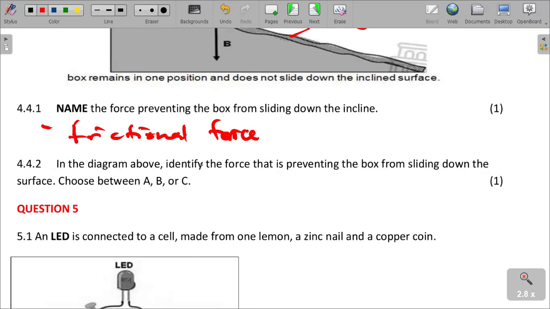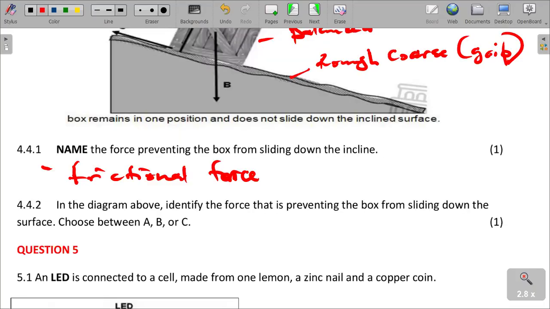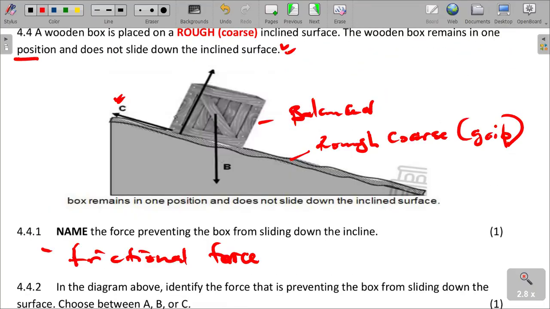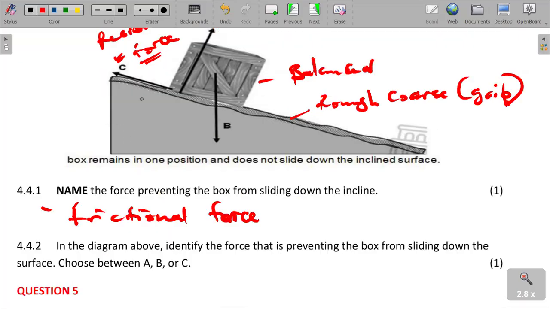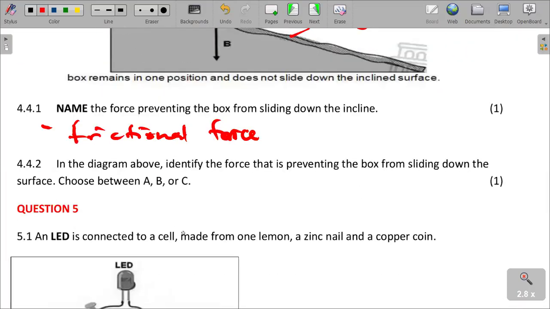And then in the diagram above, identify the force that is preventing the box from sliding down the surface. Like I said, the box is not going down because of force C. Force C is the resistant force here. C is the one that is causing the box not to slide. We said it's the frictional force.